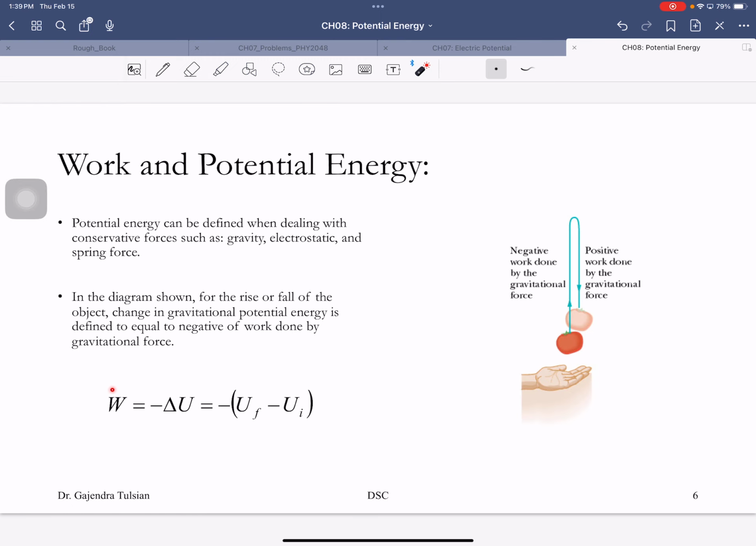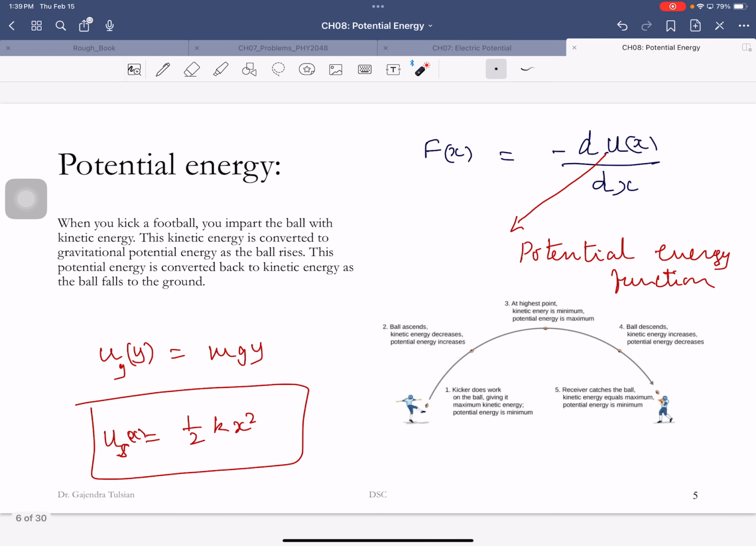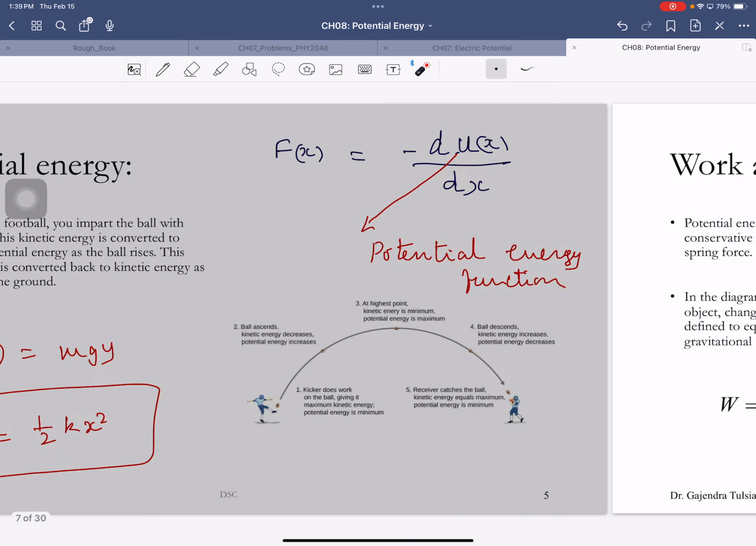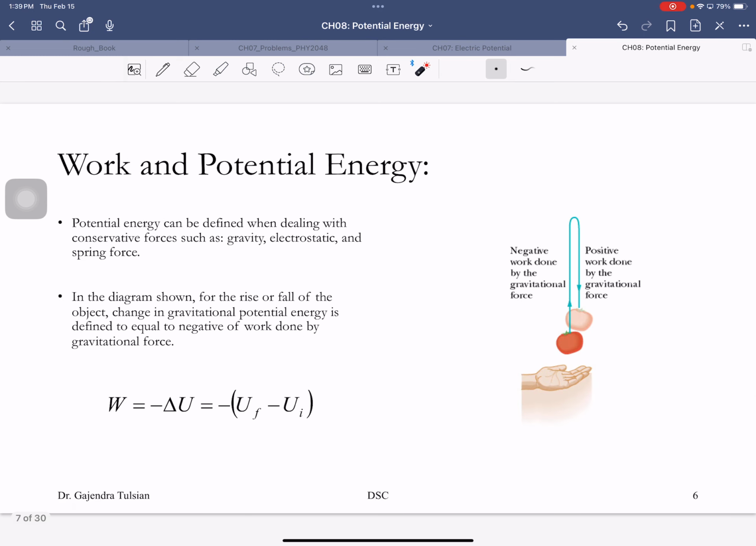Okay, so work done is defined as, so here is the conservative force, and you do that integral, it turns out to be the work done is the negative of the change in potential energy function. Change in any function is the function evaluated at the final point minus the function evaluated at the initial point. Okay? So potential energy can be defined when dealing with conservative forces, such as gravity, electrostatic, and spring forces. Those are the only three forces.